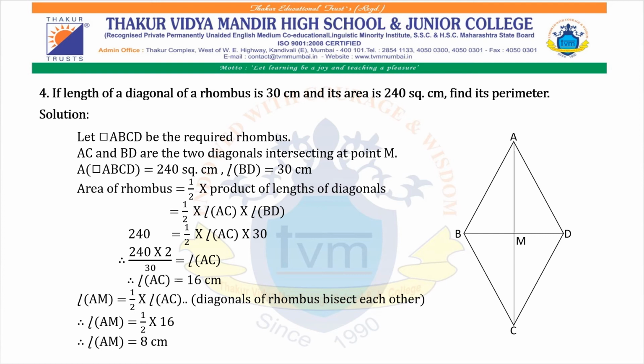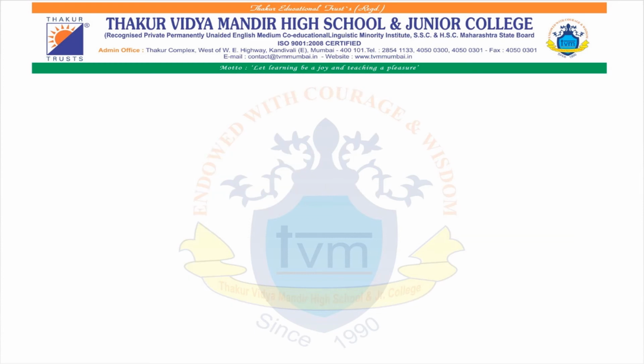So area of rhombus is equal to half into the product of the lengths of the diagonals, that is half into AC into BD. So 240 is equal to half into AC into 30. Therefore, 240 into 2 upon 30 is equal to length AC. Therefore, length AC is equal to 16 centimeters. Length AM is equal to half into length AC because diagonals of a rhombus bisect each other. Therefore, length AM is equal to half into 16. So, length AM is equal to 8 centimeters.